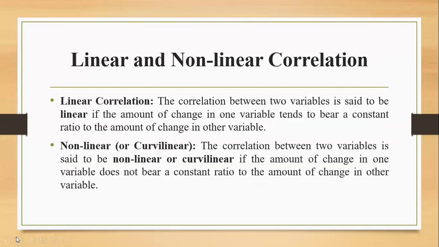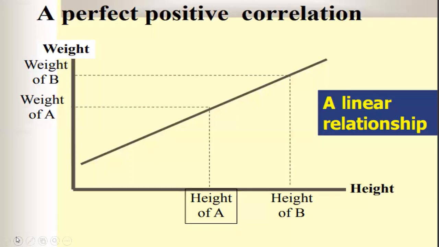Linear and non-linear correlation. The correlation between two variables is said to be linear if the amount of change in one variable tends to bear a constant ratio to the amount of change in the other variable. And the correlation between two variables is said to be non-linear if the amount of change in one variable does not bear a constant ratio to the amount of change in the other.